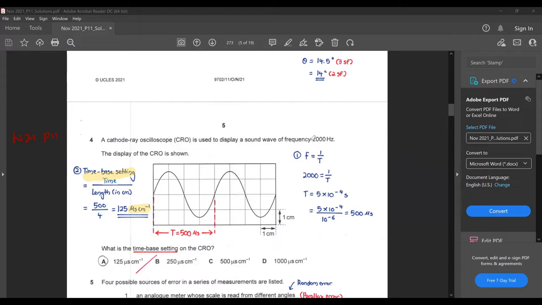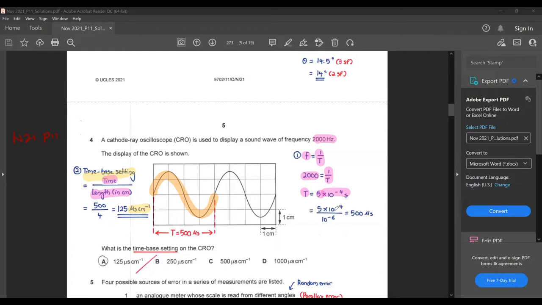So applied to a CRO, you need to take the time divided by the length in centimeter that represents the time. Let's just say right now I want to find the period. Right now, this one is say my period. But what is the time representing this period here, the orange colored wave? Notice that they've already given you your frequency. Frequency is the reciprocal of your period. So sum in the value, 2000 equals 1 over T. T will be 5 times 10 to the power of minus 4.